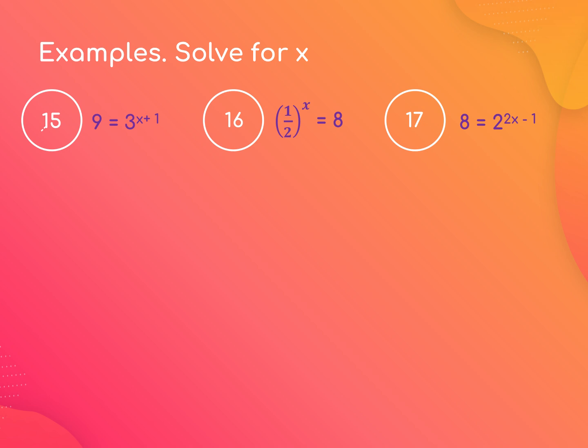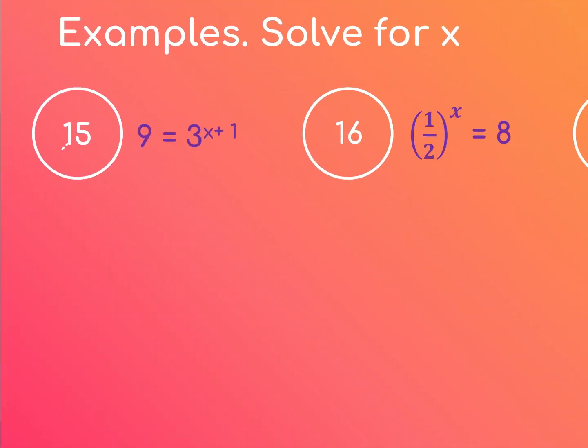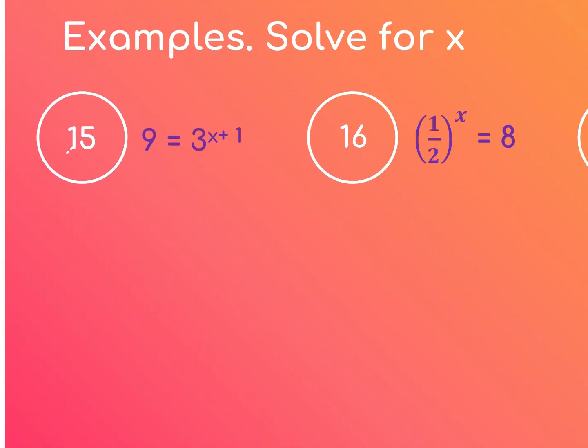All right, so look at number 15. This is an example of an equation where we can use the one-to-one property. Notice on one of these I have an exponent. On the other one I do not. Right? 3 has an exponent of x plus 1. 9 doesn't have any exponent. But we can rewrite this equation so that they have the same base.